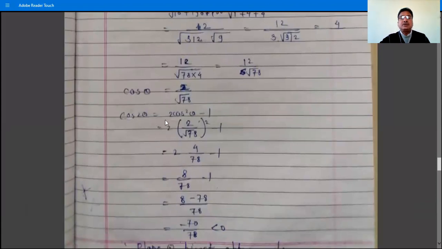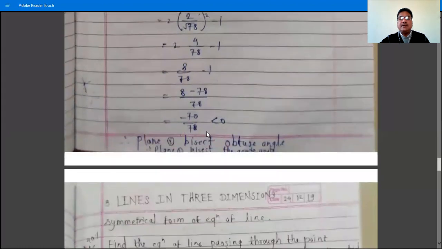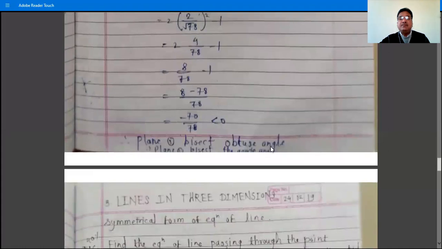And then cos 2 theta is what? 2 cos square theta minus 1. So 2 into 2 by root 78 square, minus 1. So find the answer: 2 into 4 by 78, minus 1. And then we have the answer minus 70 divided by 78 for cos 2 theta. And hence plane 1 bisects the obtuse angle.